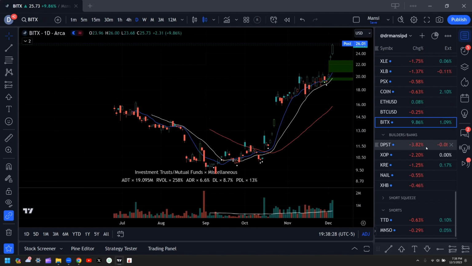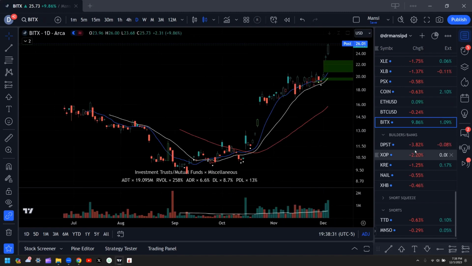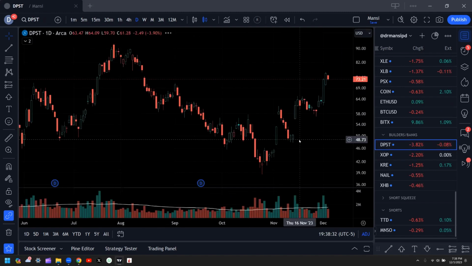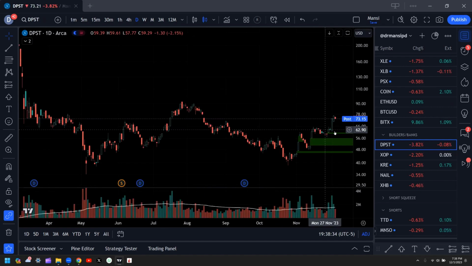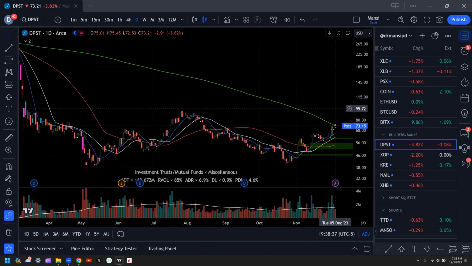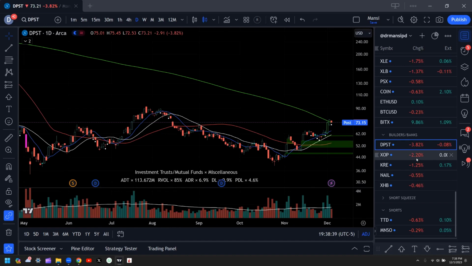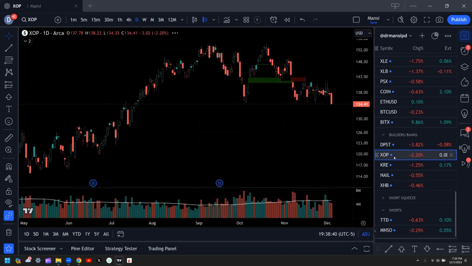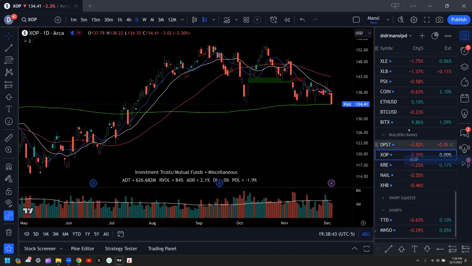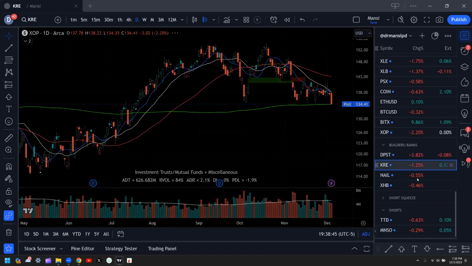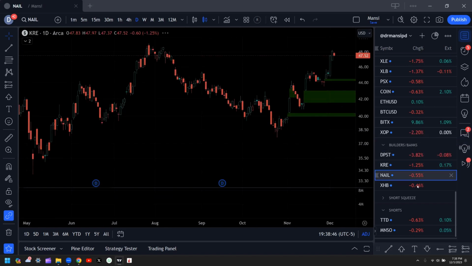But it's fine. C'est la vie. I will catch the next breakout. Builders and banks, these are those rotational group names that have just started running 2 days ago. So these are quite extended now, but they could offer a nice opportunity later. So I just have them here for now.